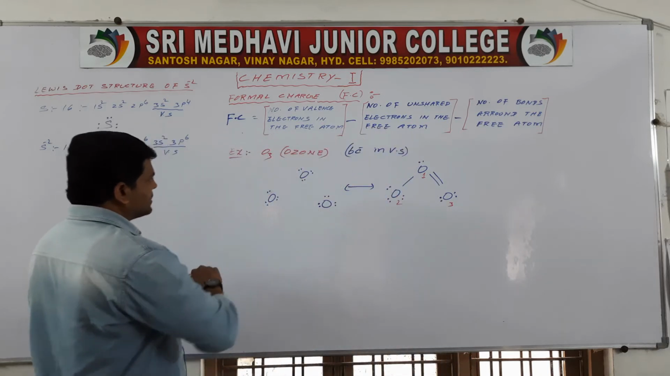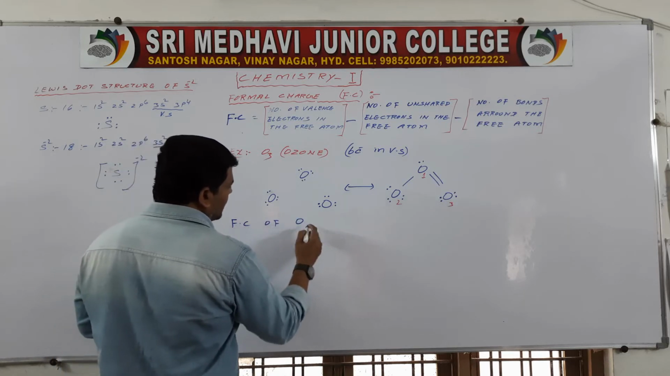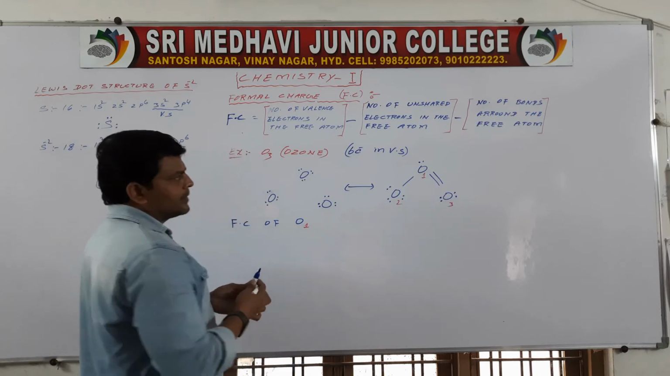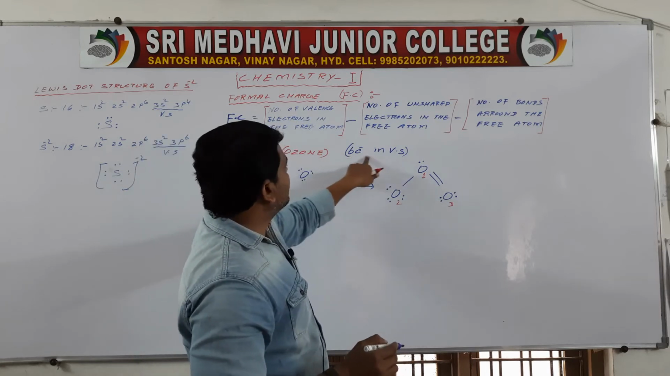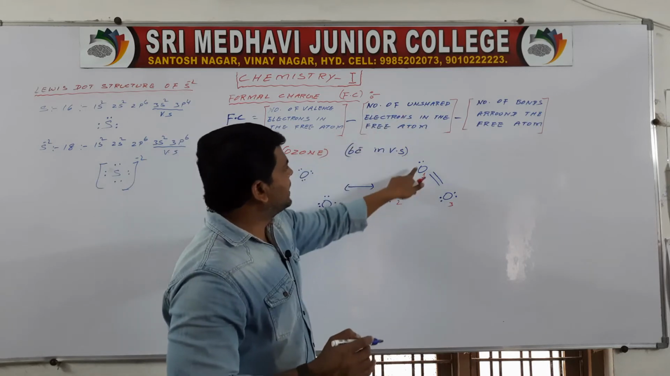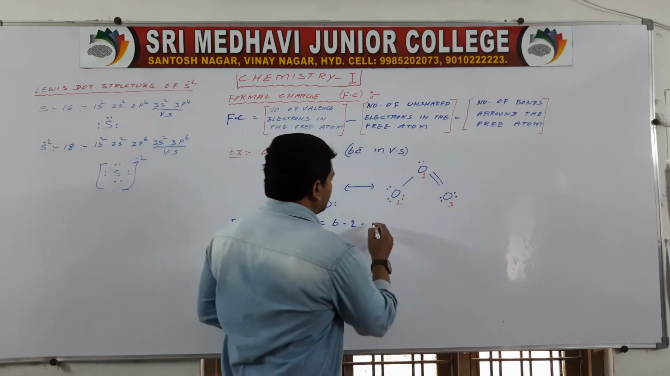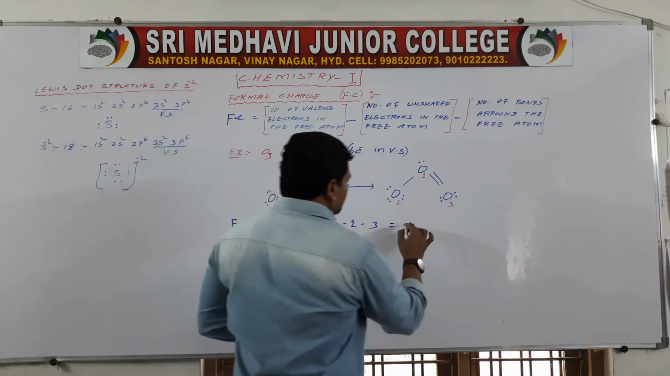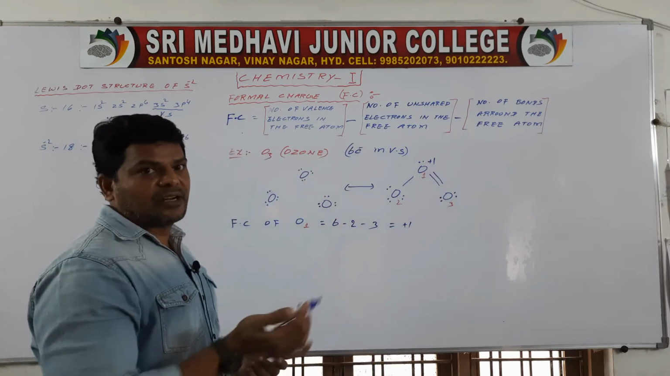Now we are going to discuss the formal charge of oxygen 1. Okay, so this is equal to valence electrons how many? 6, minus unshared electrons how many? 2, minus bonds how many? 3. 6 minus 5 means plus 1. So its formal charge is plus 1, means it loses 1 electron extra.